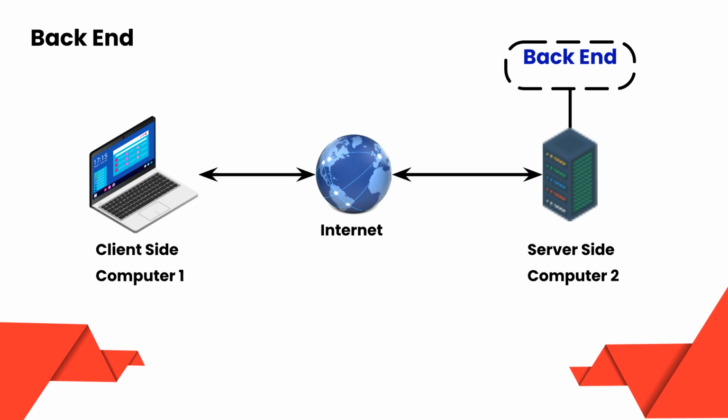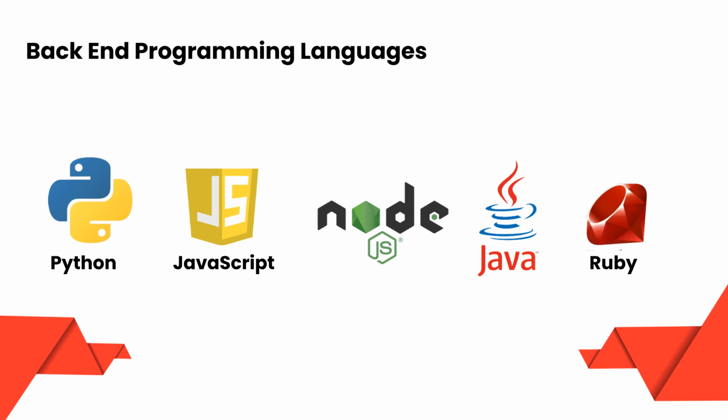When a client-side computer sends a request over the internet, the server-side computer processes it, often interacting with the back-end logic. Common back-end programming languages include Python, JavaScript, Node.js, Java, and Ruby. These languages are essential for building the server-side logic.